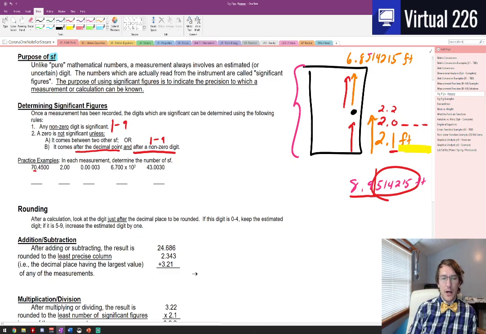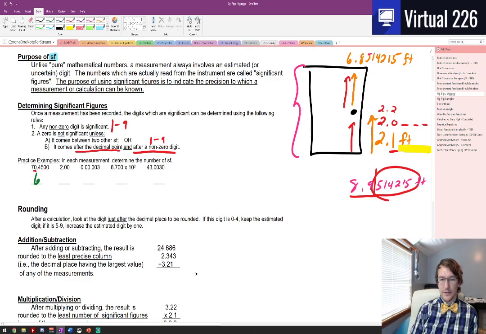Okay, so here we go. The 7 matters, so that's 1. The 0 is sandwiched between the 4 and the 7, so it's 2. The 4 is a number, so it's 3. The 5 is a number, so that's 4 sig figs there. And let's take a look at these two zeros. Do they come after the decimal point? Yes. Do they come after a non-zero digit? They come after the 5. So boom, both of them are sig figs. So there's 6 sig figs in this first one.